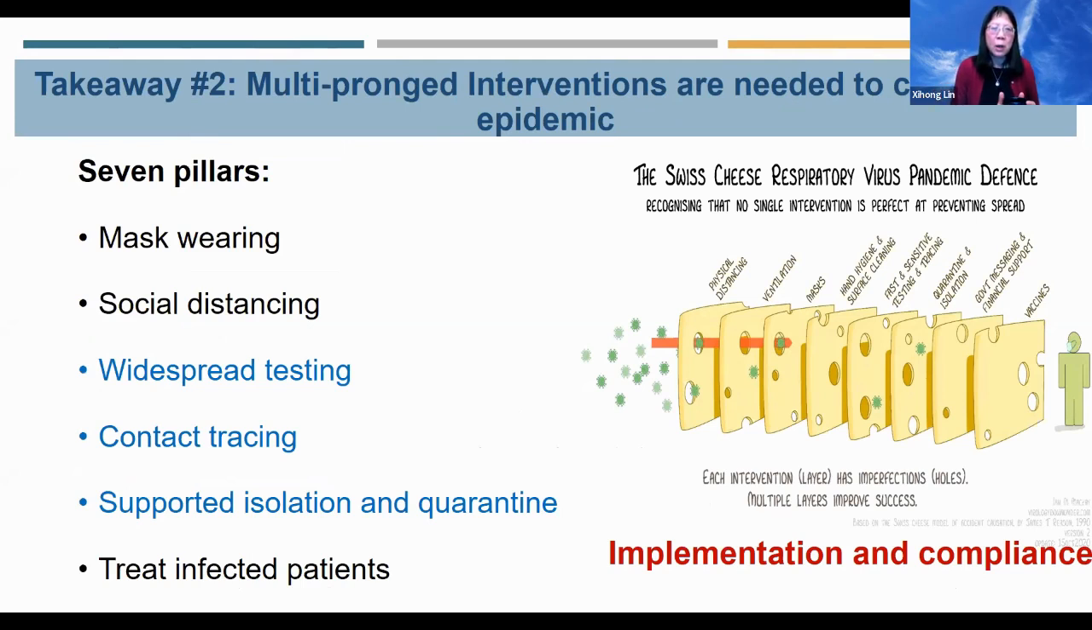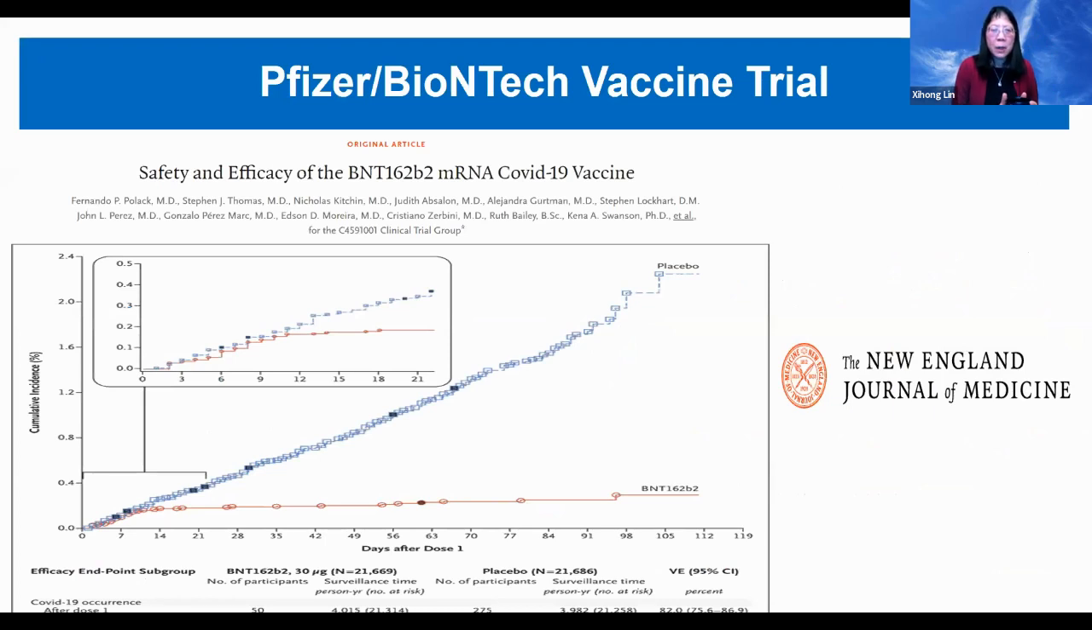So those include, this model is called the Swiss cheese model. It includes mask wearing, social distancing, widespread testing, contact tracing, supported isolation and quarantine, and also effective treatment, and also the vaccine. So the vaccine, as you know, right now Pfizer's and also Moderna's phase 3 trials were very successful. They provided almost 95% efficacy. And so this is the cumulative incidence rate comparing the two arms of the Pfizer-BioNTech vaccine trial, published in the New England Journal of Medicine.